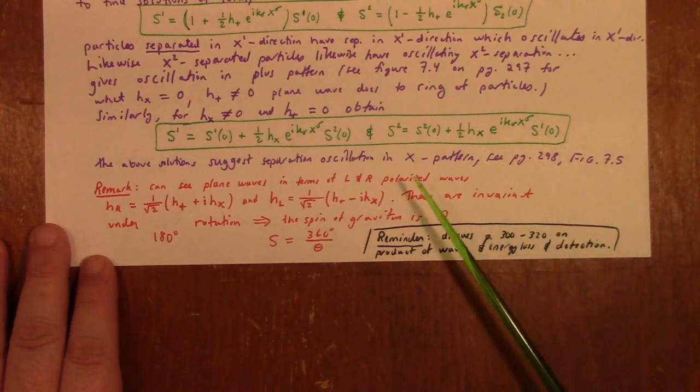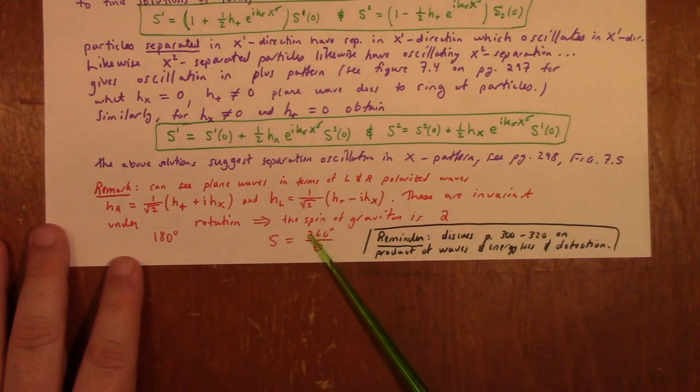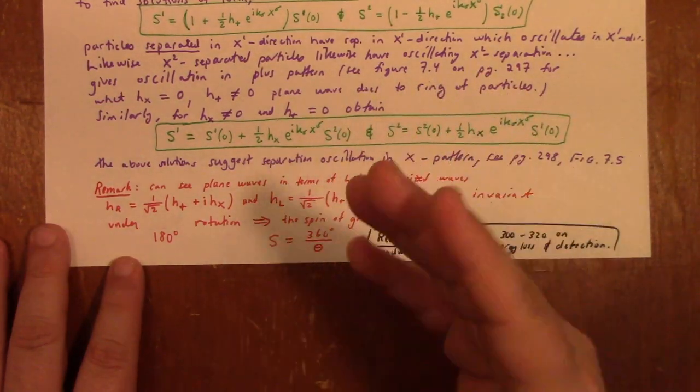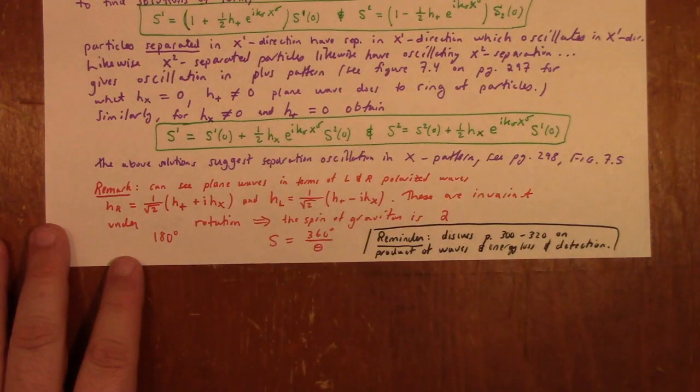And so this actually tells us that the spin of the graviton is 2, because you can get spin from 360 degrees divided by the smallest angle under which the solutions are invariant, something like that. So the fact that we can flip the gravity waves over 180 degrees indicates that we're dealing with something with spin 2.